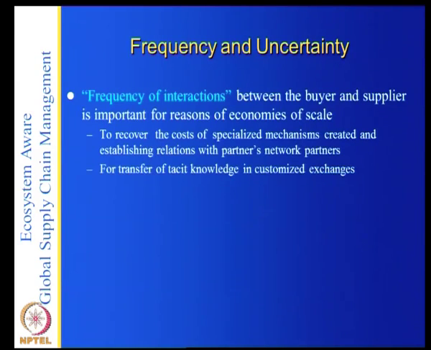Frequency of interactions between the buyer and supplier is important because it creates economies of scale. To recover the costs of specialized mechanisms created and of establishing relations with the partner network, it's important to have scale. If it is a one-time transaction, then your costs will be high. But if the capital costs or the sunk costs can be neutralized over the scale of several product sales, then it is different. It also matters for transfer of trusted knowledge to customer exchanges.